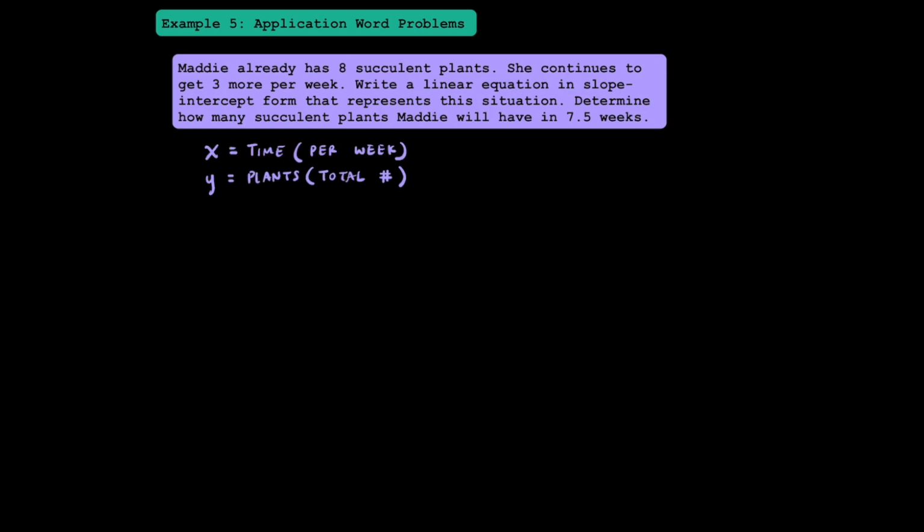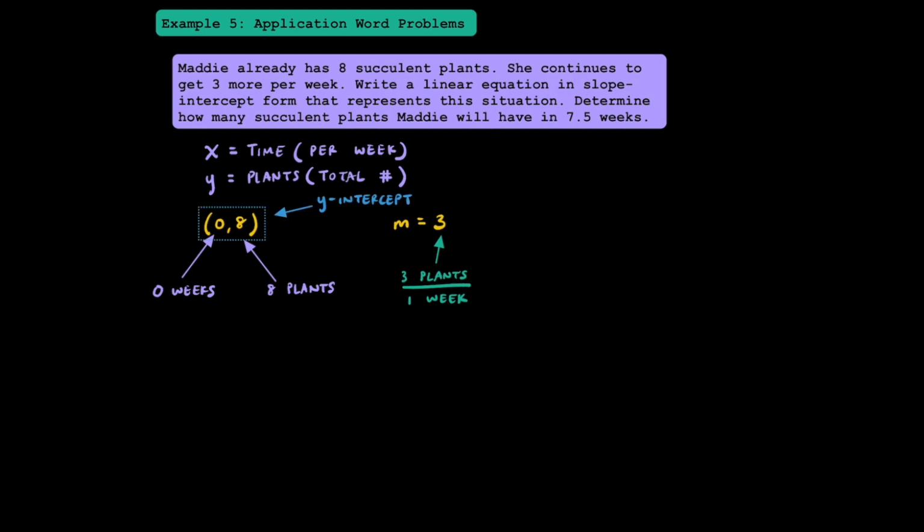First, we begin by defining our variables. X represents time, and Y represents the number of plants Maddie has. We can write this ordered pair 0, 8 because we know she already has 8 plants. At 0 weeks, she has 8 plants. Since we know that Maddie's buying 3 plants every week, this is a rate or ratio of 3 plants per 1 week. 3 per 1, or 3 to 1, just simplifies down to 3. This is our slope. Here we can see that 0, 8 is our y-intercept, while 3 is our slope.